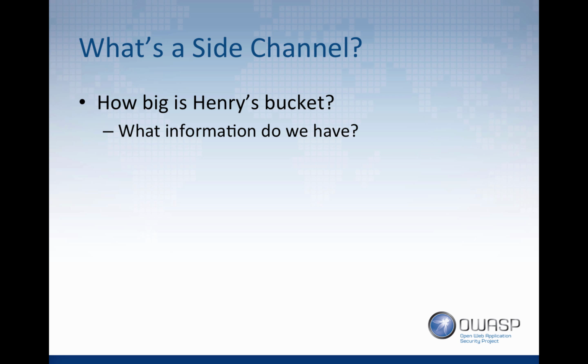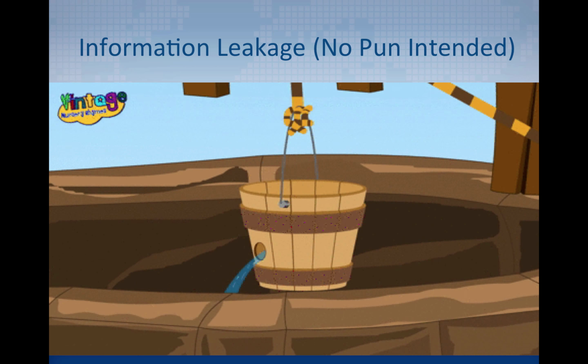So how big is Henry's bucket? And what information do we have to work with? What do you guys think? How much fell out? Yeah, so how much water was falling out of the bucket, right? There's a hole in the bucket, so it's information leakage. Get it? No pun, yeah, pun intended. So if there's some sort of information leakage, you can infer something about the greater state of the program, or in this case, the bucket. How much water does the bucket hold?